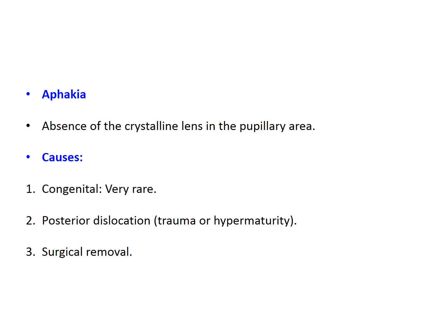Now we are going to discuss some terms related to the lens. For example, aphakia. What is meant by aphakia? It means absence of the crystalline lens in the pupillary area. What are the causes of aphakia? It could be congenital aphakia, posterior dislocation, or surgically removed lens.